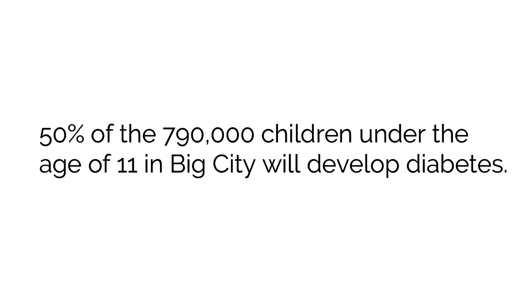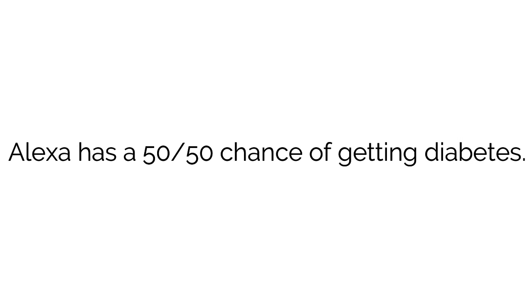So this is a stat slightly adjusted to be more anonymous from a client that I worked with recently. 50% of the 790,000 children under the age of 11 in Big City will develop diabetes. Okay, that 50%, a big number under this age in a big city, it does seem pretty wild, but it also makes me, the lone person reading this, feel pretty powerless. How might we give this meaning? We give it meaning by making it about one person whose story we can actually care about.